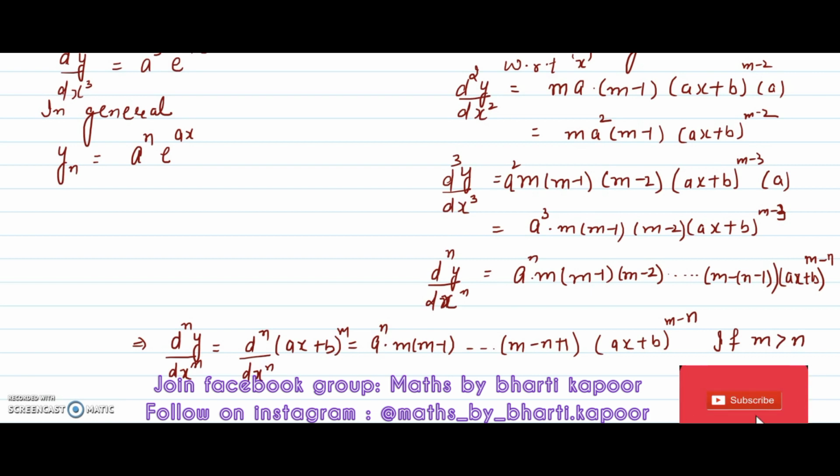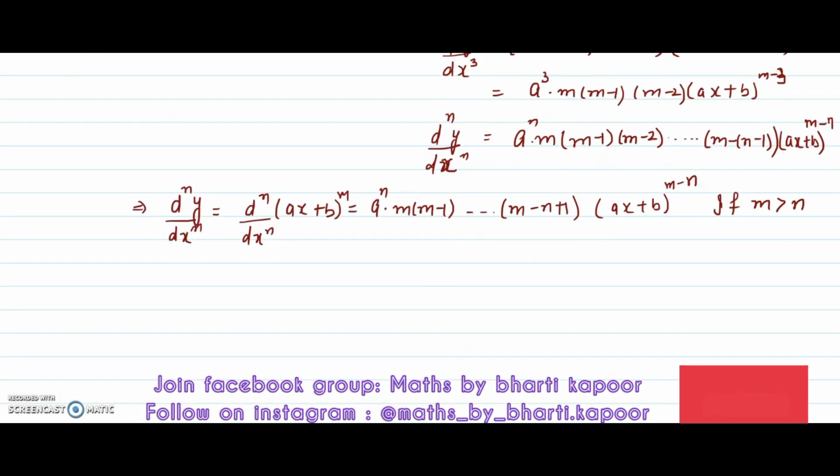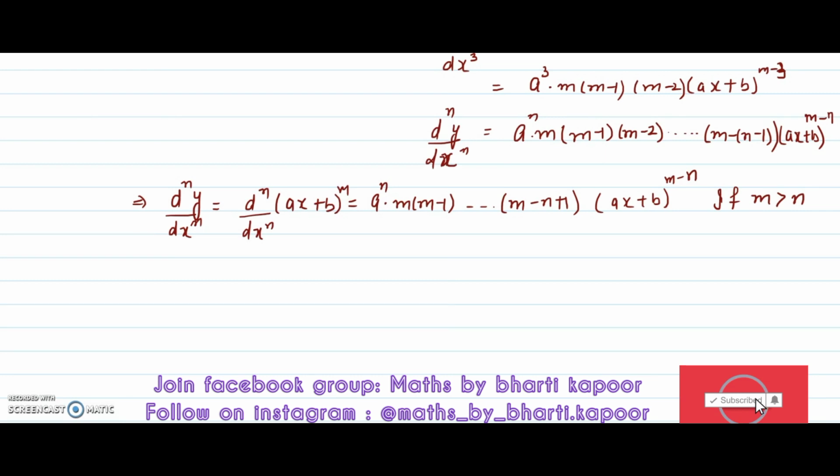What does this mean? m greater than n means that the degree of the function given to us, the degree of the linear function, is greater than the order of the highest derivative. Okay, that means if we have ax plus b raised to power 7, if for example m is 7, then the order of the derivative is less than the degree of this linear function. So this result is true if this m is greater than this n.